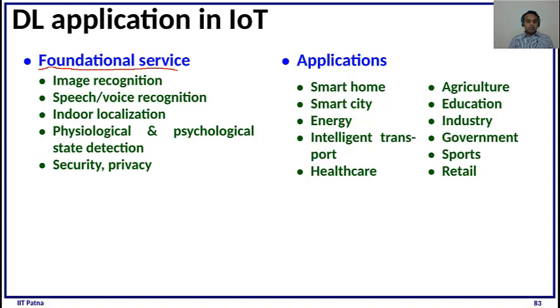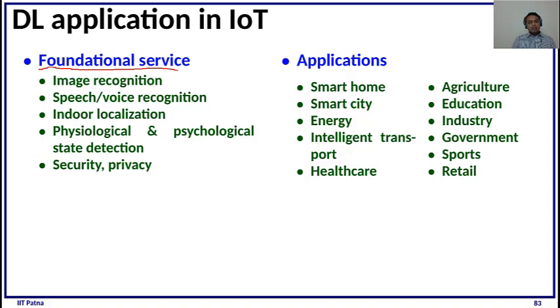So in order to identify the object, we may need to use GPS, Bluetooth, and the Wi-Fi connectivity of the different devices that are available in the IoT infrastructure.